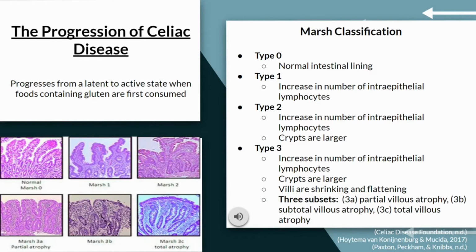There are 3 subsets of type 3 based on villus atrophy. They are partial, subtotal, and total. The way to avoid progression between these types, especially between the 3 subsets of type 3, is to follow a gluten-free diet.